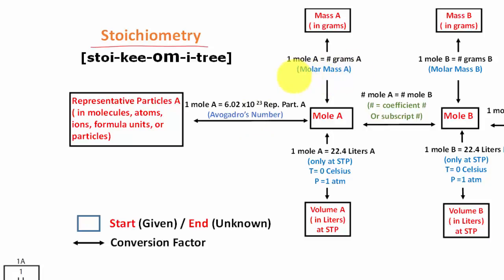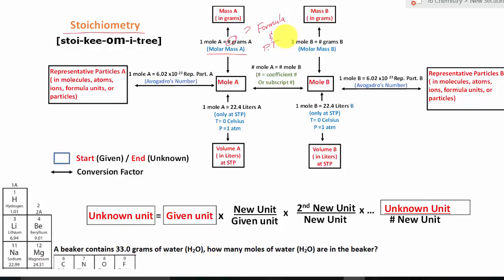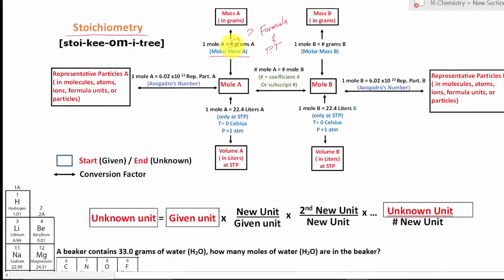However, if we look at the molar mass conversion factor, we have 1 mole of A, but then we have the number of grams of A. This is not a complete conversion factor because we don't know what that number is. But we learned how to solve for molar mass in the previous lesson as well. To find that number of grams, we had to use the formula as well as the periodic table. Going back to today's lesson, we are going to learn how to use this stoichiometry flowchart, using the incomplete conversion factor, and solve the whole problem.